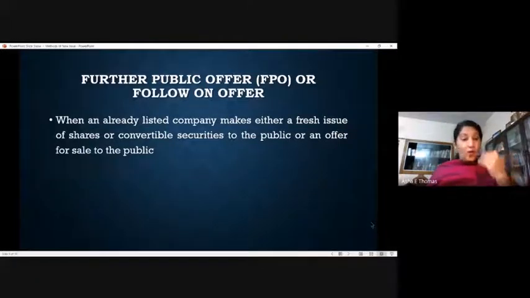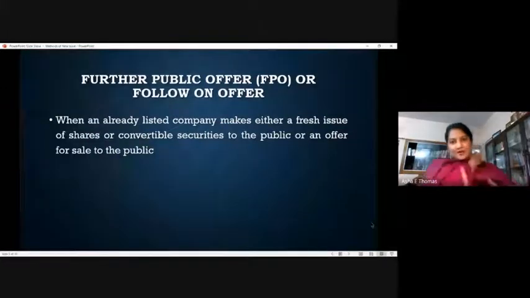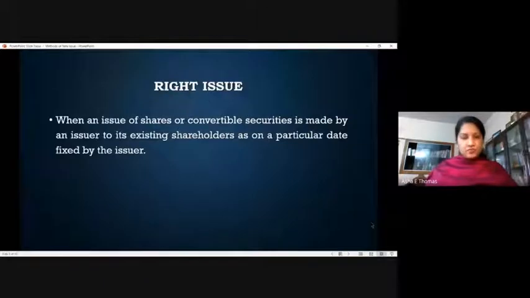So that's why when an already listed company makes a fresh issue of shares or convertible securities to the public through an offer, the company can think of other methods also, as we will see later, but when they are offering it to the public, that will be brought under the category of further public offer or FPO. So when an already issued and listed company is coming up with a fresh offer, that will be brought under the category of FPO. Okay. Now the next one.